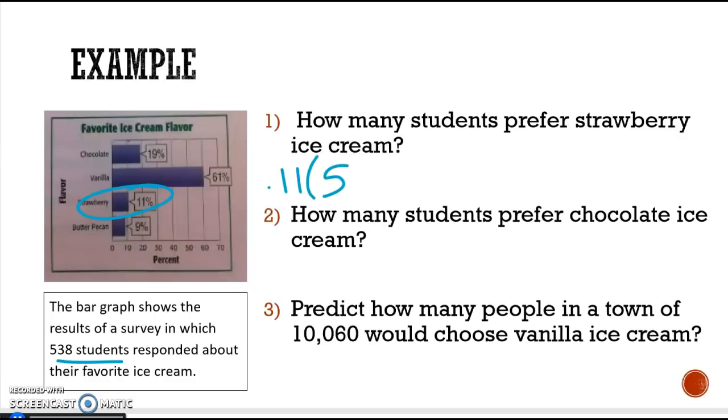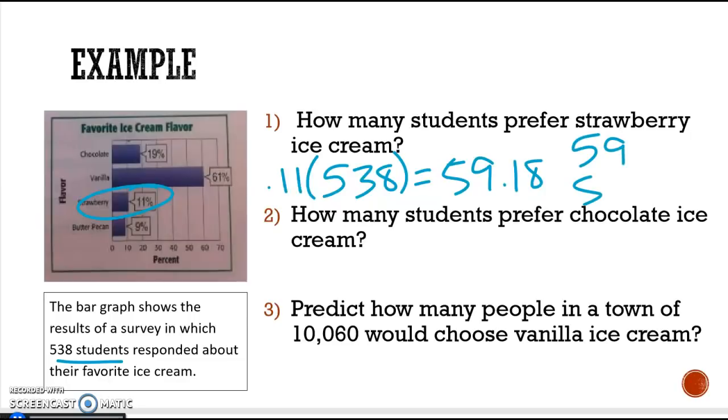We are going to multiply that by 538, and that gives us an answer of 59.18. Now because we're talking about students here, we're going to round this to the nearest whole number. So it's going to be 59 students. What this means is that 59 students of the 538 said they prefer strawberry ice cream.